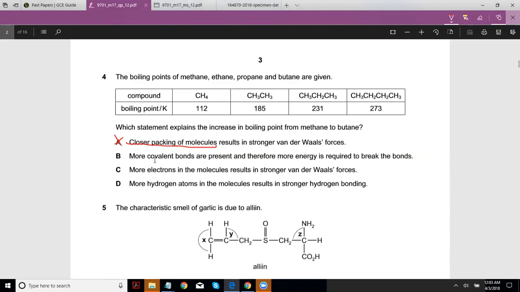More covalent bonds are present. Covalent bonds, interatomic bonds in a covalent substance do not lead to melting point, boiling point. More electrons in molecules results in stronger van der Waals forces. Yes, that is it. More hydrogen atoms. Well, you don't have hydrogen bonding here, so that's not your answer. So we have 4C. Moving on.